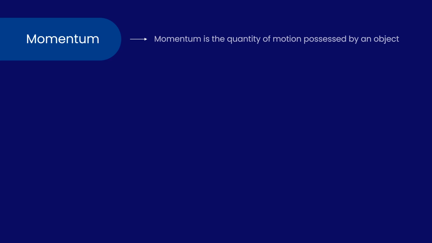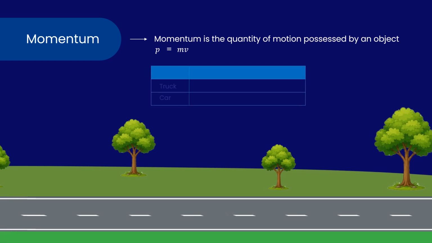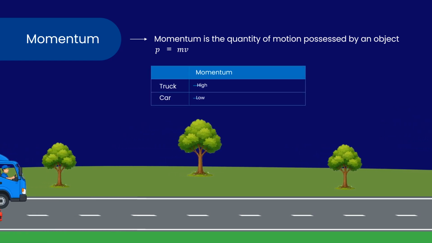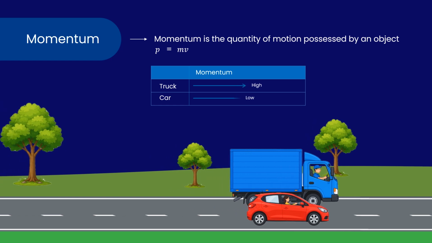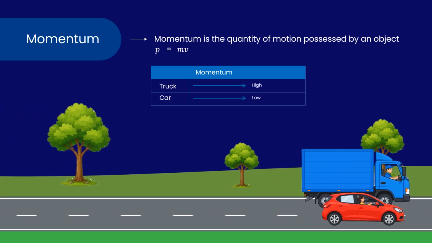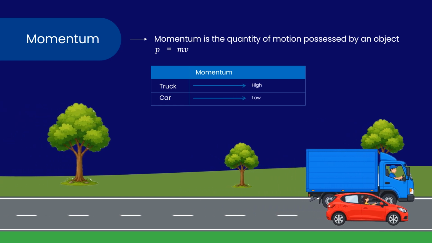Momentum is the quantity of motion an object has. It depends on both its mass and its velocity. See here, the truck and the car are moving at the same speed, but the truck has much greater mass. As a result, the truck has greater momentum than the car. The greater the mass or speed of an object, the greater the momentum.